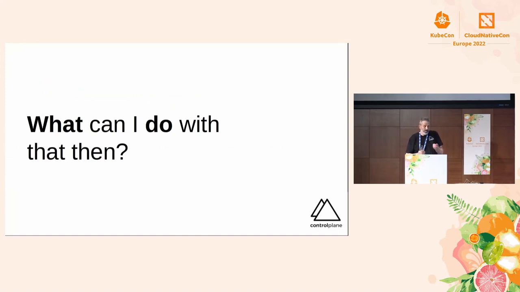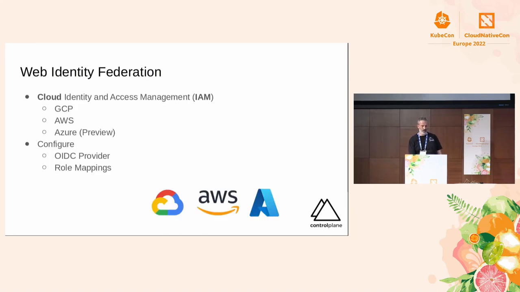So that's all well and good. What can we do with it? Well, you can use it with anything that supports OIDC discovery. It's a widely used protocol. All the major cloud providers allow you to hook that into their web identity federation. So you can take this token and swap it for temporary cloud credentials. So you can access cloud secret stores, cloud KMS, basically all of the cloud APIs.